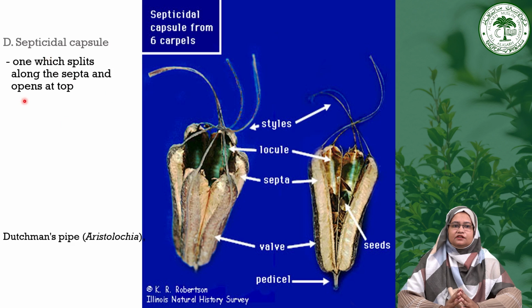The next type is the septicidal capsule, one which splits along the septa and opens at the top. As you can see here, they split from the septa, but they just have an opening from the top position. You can see these are the styles, and although these are the valve structures, this structure only opens from the top position. The example of this type is Aristolochia, or Dutchman's pipe.